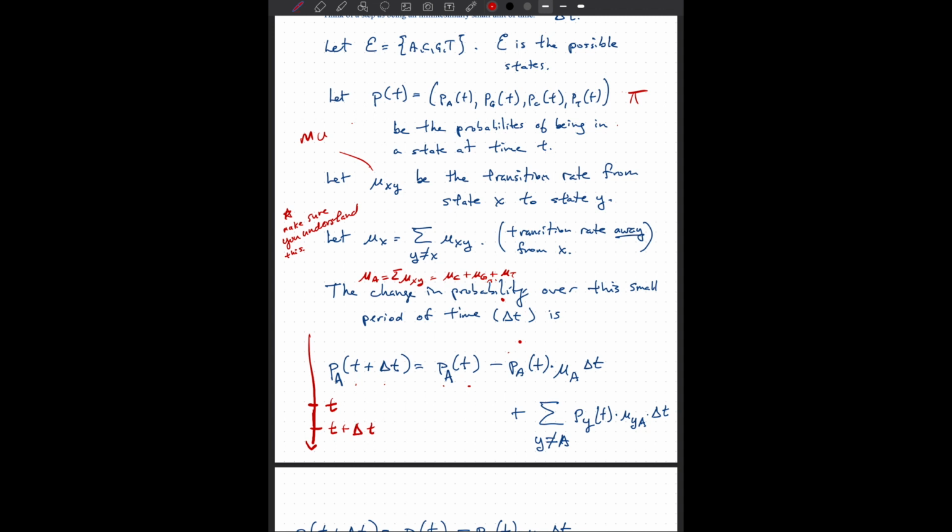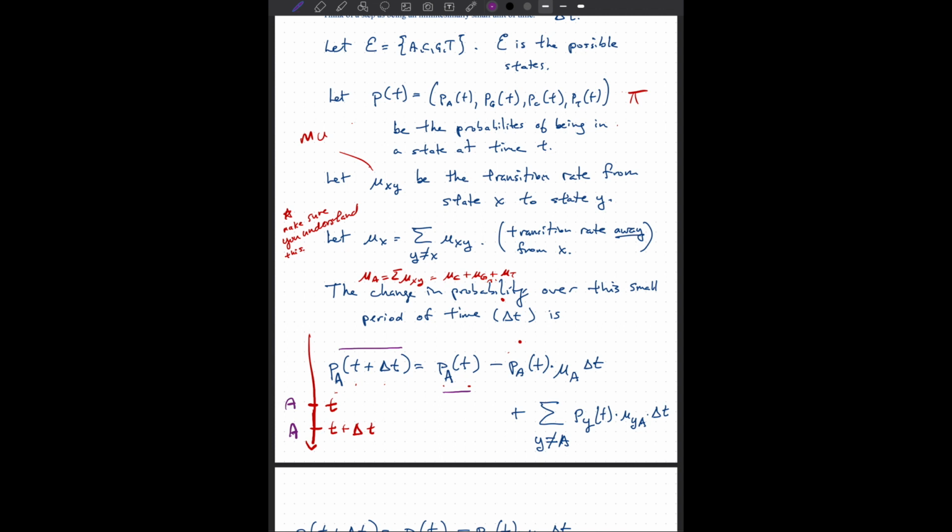So the probability I'm in state A at t plus delta t. I'm going to use a different color. Purple. What's the probability that I'm in state A at time t plus delta t? That's what this equation is here. Now it looks complicated, but it actually is quite simple. It's the probability that at time t I was in state A. So the hypothetical here is that I was in state A at time t.